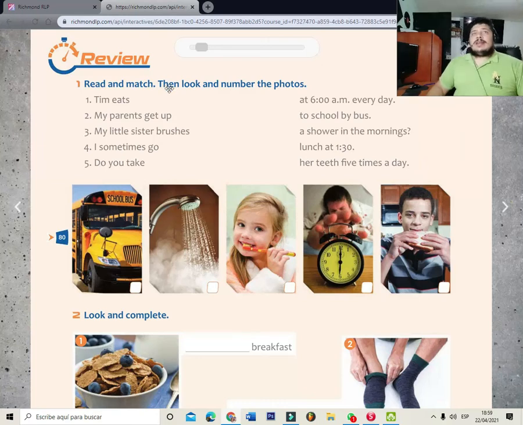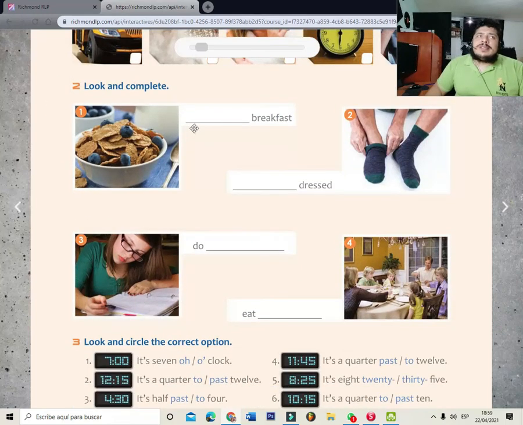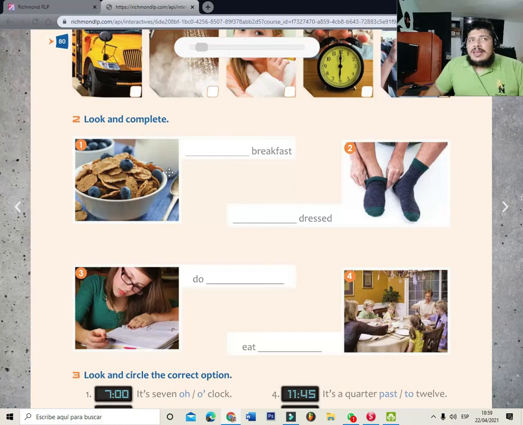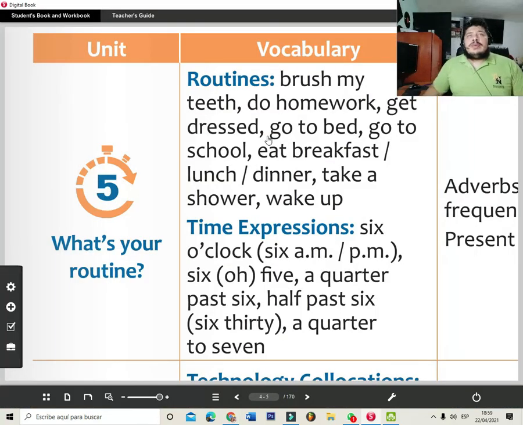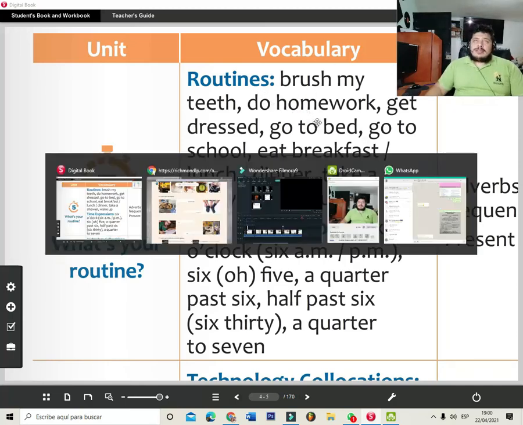The second part of the exercise is look and number the photos. So number 1 will be the third picture, where we can see a little girl brushing her teeth. Number 2, look and complete. In look and complete we have eat breakfast, for example, and a picture that helps us find the correct expression. If you need some help or have questions, you can go to page number 5 of your book, and there you will find the vocabulary with all the information that you need to complete the exercise.